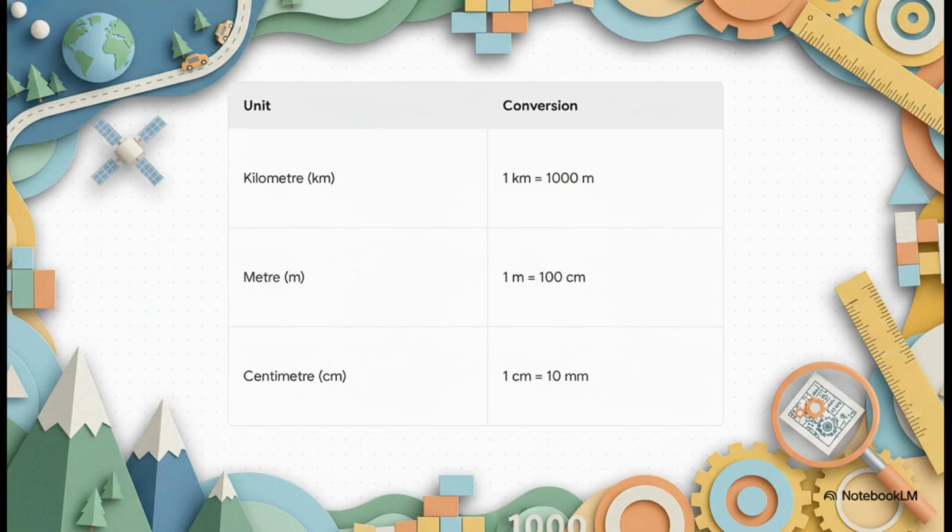Let's look at the most common SI units for length, the ones you'll use all the time. The main one, our base unit, is the meter. When you're talking about really big distances, like a road trip, we use the kilometer. That's 1,000 meters. For smaller things, you've got the centimeter. There are 100 of those in a meter. And for teeny tiny details, you go down to the millimeter. The best part? It's all based on tens, hundreds, and thousands, which makes converting between them super easy.